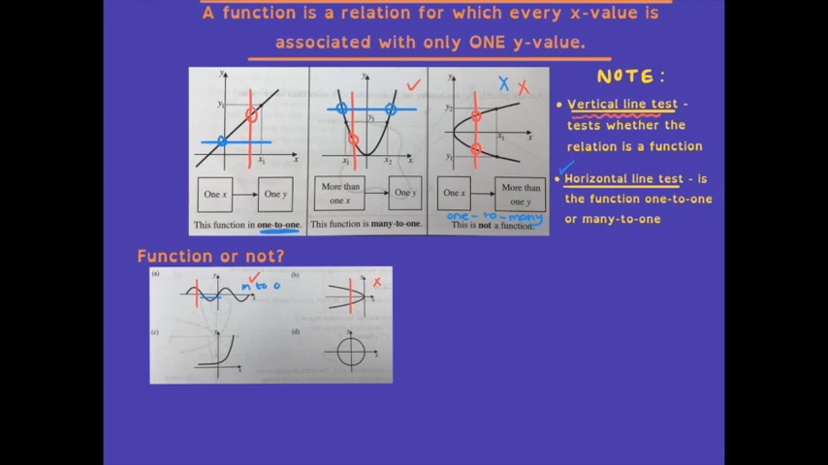For C, it passes the vertical line test. Then I use the horizontal line test to determine what type of function it is. It's only cut once, so this is a one-to-one function. Last one, D. So D is a circle, so I'm pretty sure you know what's happening here. Nope, not a function.